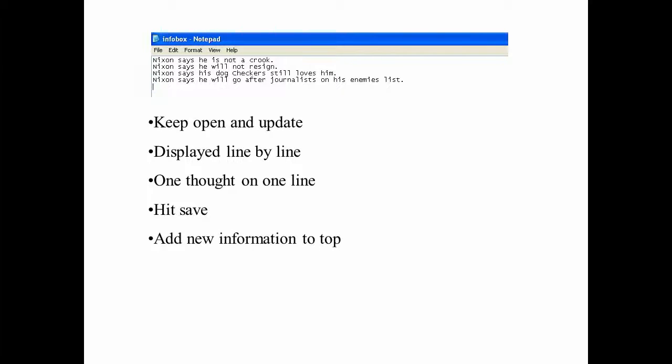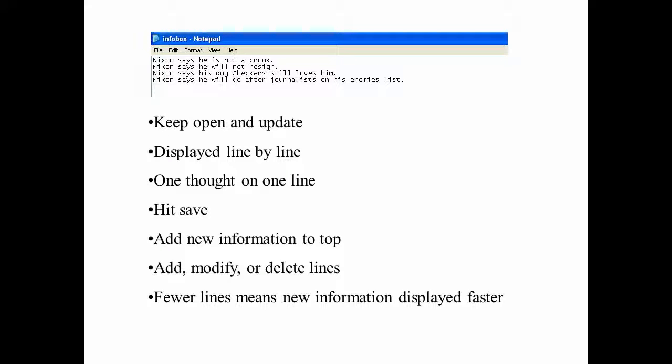The chyron runs through the lines from the top to the bottom and then starts over again. So the way we get information on quicker is to add new information to the top. You will have to make editorial decisions on when to load, modify, or delete lines of information into the text file. Keep information that is important and delete information that is less important or is older. If you have 20 lines of text, it will take longer to read and put up new information than if you have, say, 5 lines. So fewer lines means new information is displayed faster.